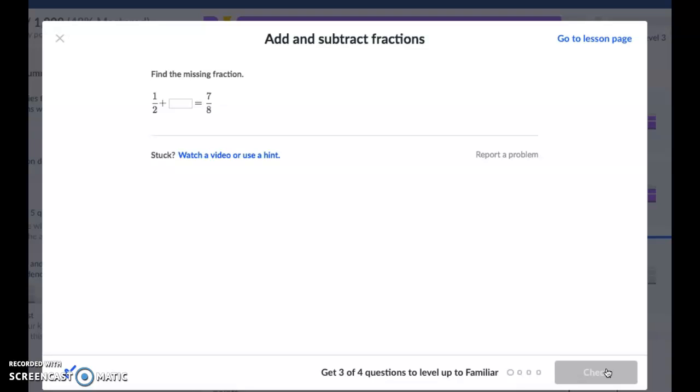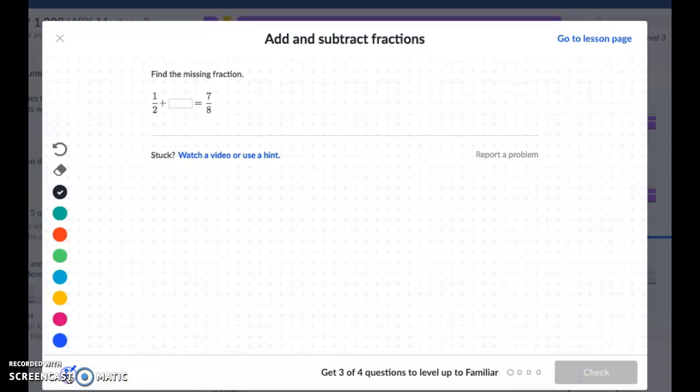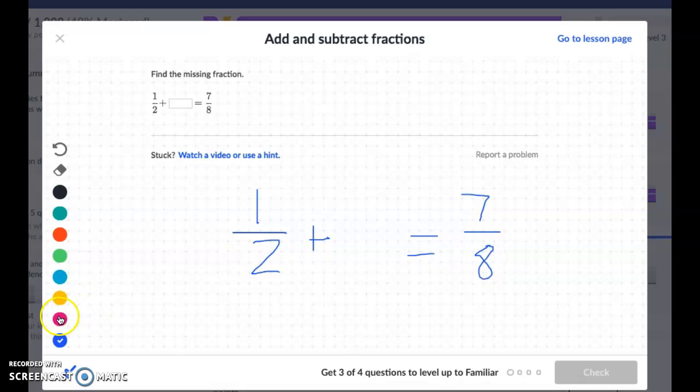Find the missing fraction. 1/2 plus something equals 7/8. In this case, we know that our denominator is not going to change in the answer. So we have to get this denominator to be something out of 8. So I'm going to change this denominator. 2 times 4 is 8, so 1 times 4 is 4.